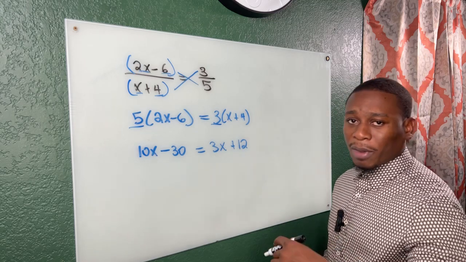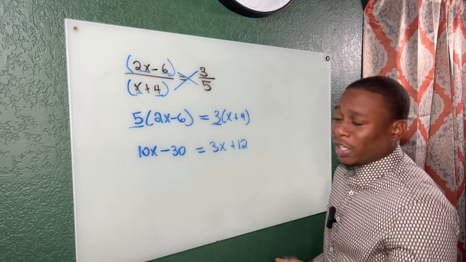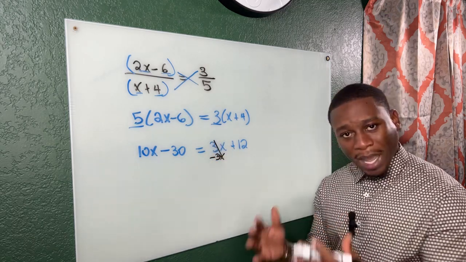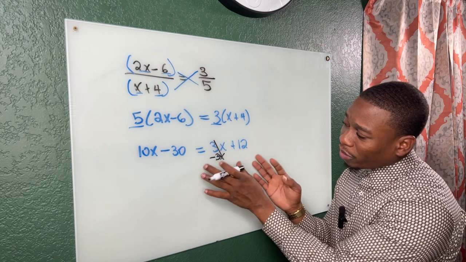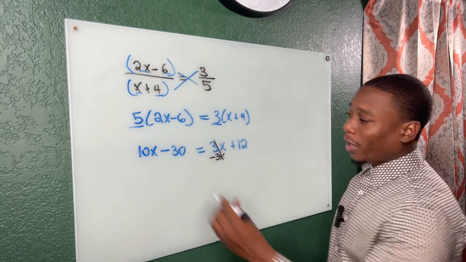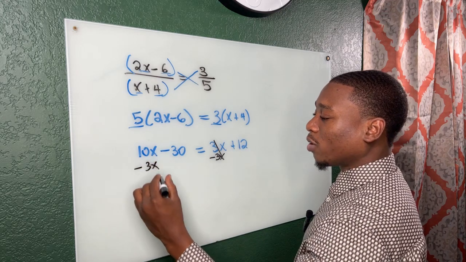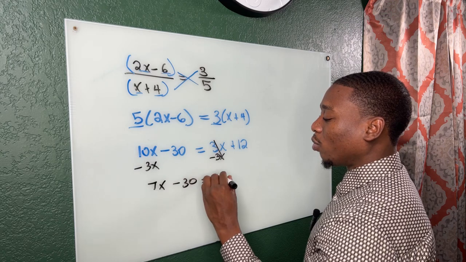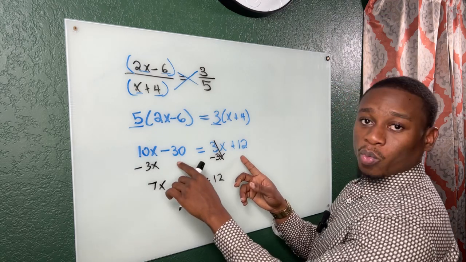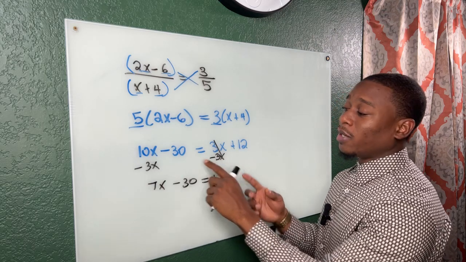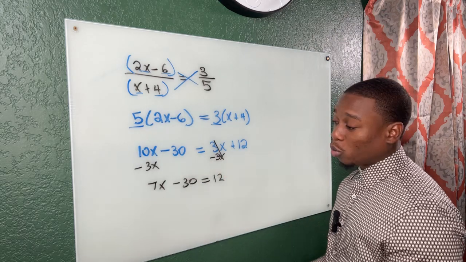Me, I always like my variables on the left hand side. That's just how I am. So we're going to subtract 3x first. Balancing the equation, if I subtract 3x on this side of the equal sign, I got to do it on the other side. So we subtract 3x. 7x minus 30 is equal to 12. Nothing happened with these two because we didn't combine them yet. And we know that 3x is not like terms with negative 30 or 12.